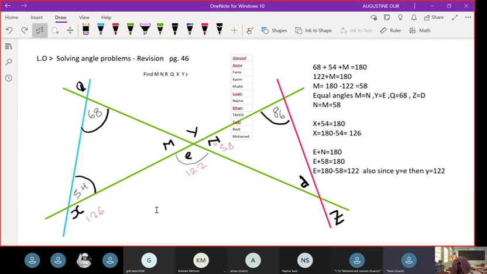86 minus D? No. 86 plus D equals 180? No. 86 plus 58 plus D. 58 plus 86 plus D should be equal to 180. Angles in a triangle, right? D plus what? 58 plus 86 is what?